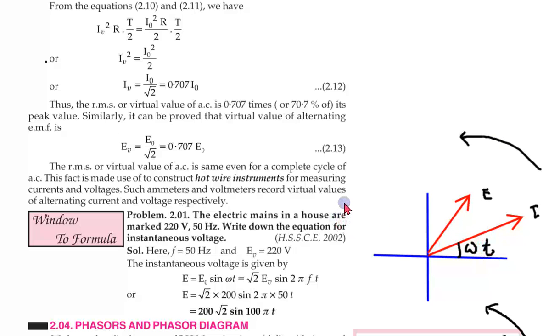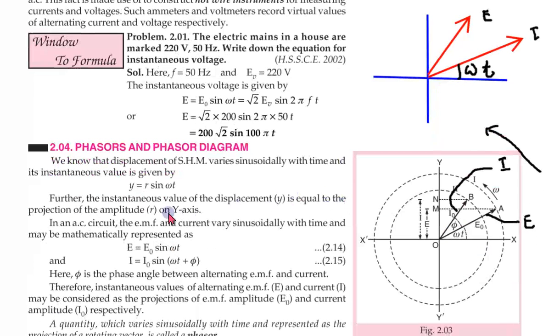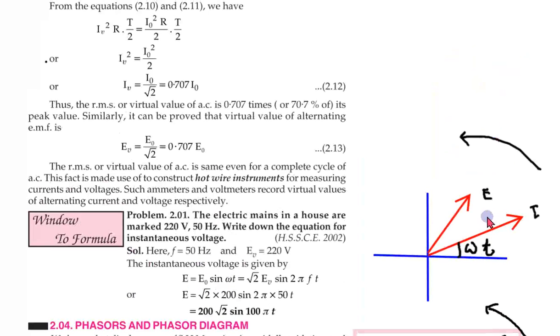Actually in the EMF equation, I equals I0 sin theta, where theta is the angle. The angle between E and I, or I and E, is called the phase angle.